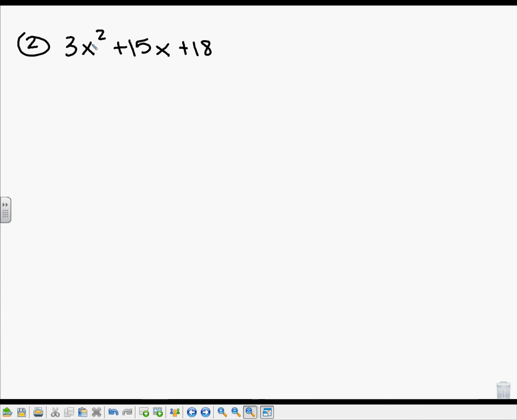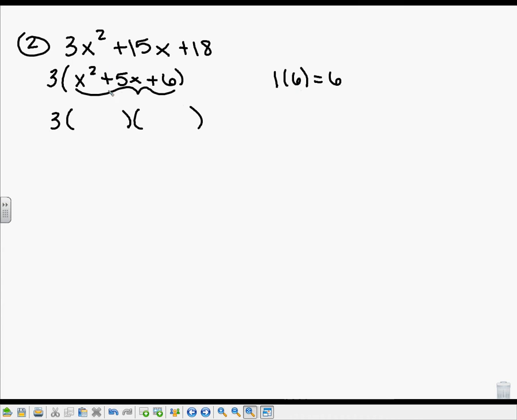So let's try again. Step 1, GCF. What's our GCF in this problem? Greatest common factor: 3. You're left with x squared plus 5x plus 6. So now you start all over again. You basically ignore that 3. It's still in your answer, but maybe don't look at it right now. So now we're just looking at this piece of the problem, and we start all over again. We take 1 times 6 off to the side, which is obviously 6.